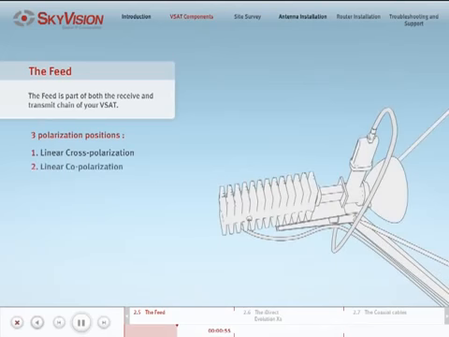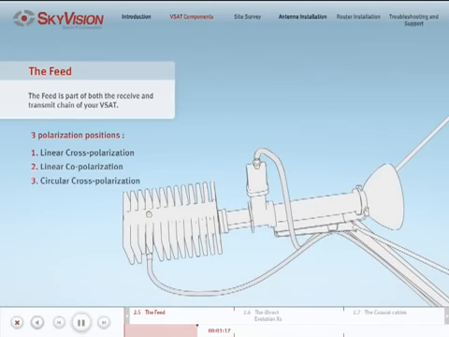Linear copolarization. In order to transmit and receive in the same polarities, you will need to assemble the feed so that the receive part of the OMT, which the LNB is attached to, is perpendicular to the ground, and the narrow face of the waveguide is parallel to the ground.